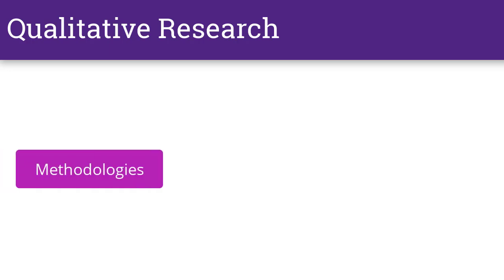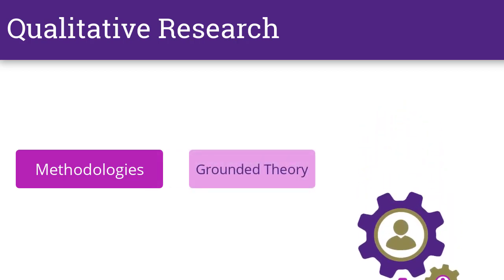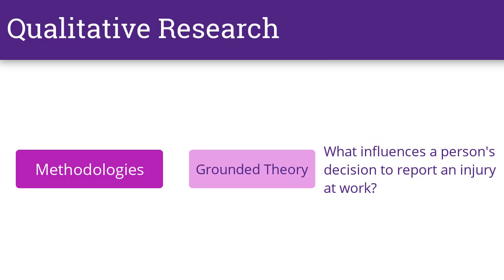Qualitative research techniques can be used to study many types of research questions. Methodologies guide research designs and target specific research questions. A typical grounded theory question will ask about social processes, such as what influences the process people go through when deciding to report an injury event at work.